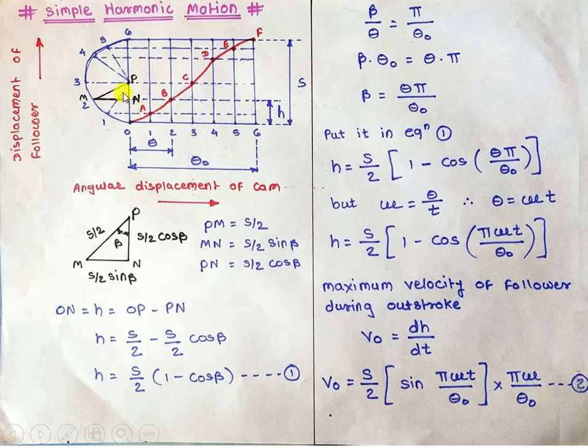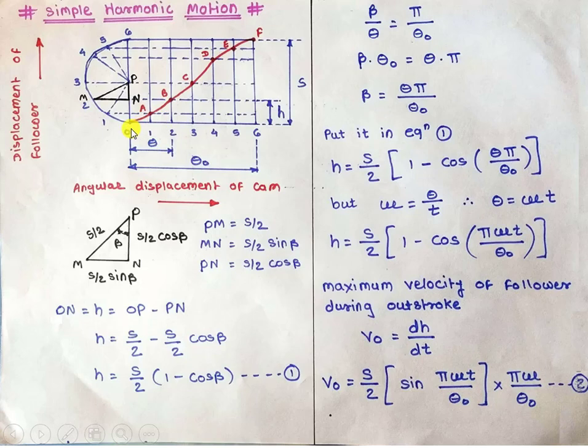Now consider the triangle PMN. In triangle PMN, the angle MPN is beta. The P to M distance is nothing but the radius of this semicircle, which is equal to half of the stroke. That's why we have written here s by 2. Now as per trigonometry, the opposite side will be s by 2 sin beta and the adjacent side will be s by 2 cos beta. Therefore, PM is equal to s by 2, MN is equal to s by 2 sin beta, and PN is equal to s by 2 cos beta.